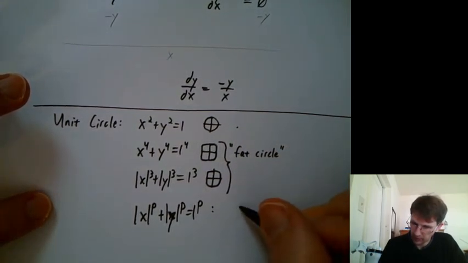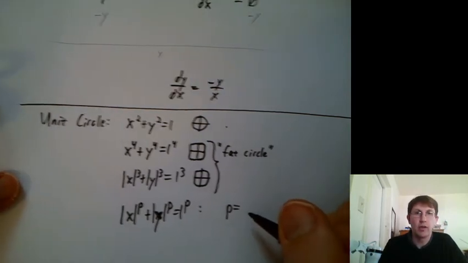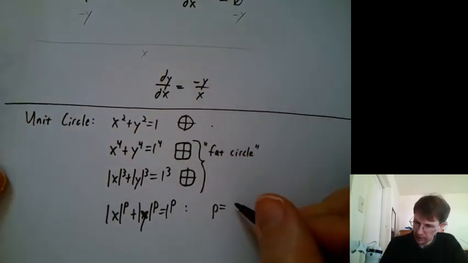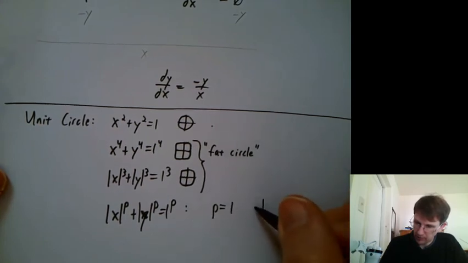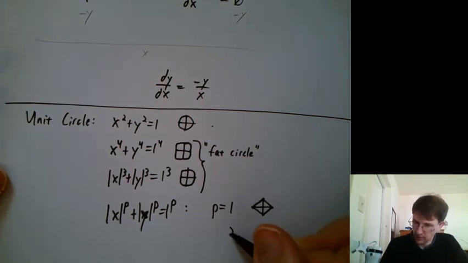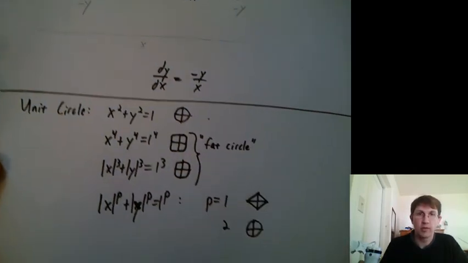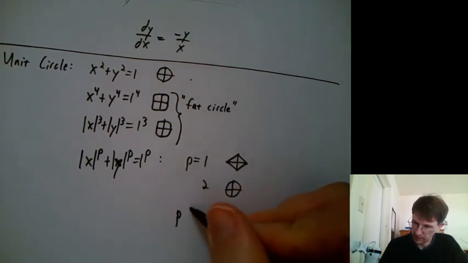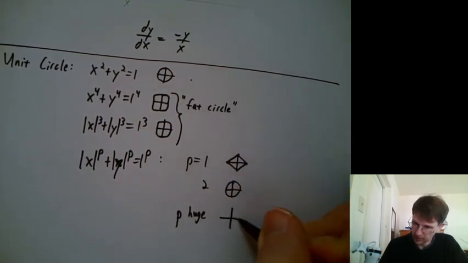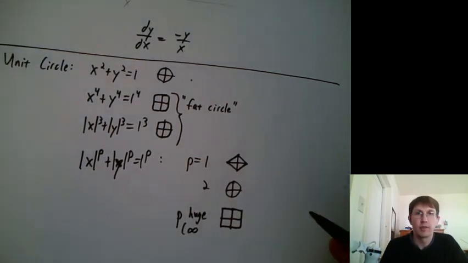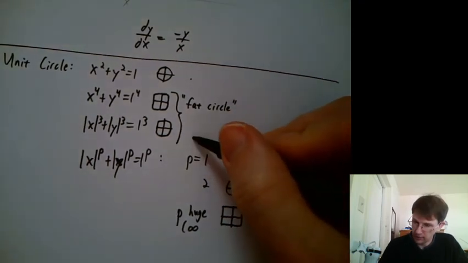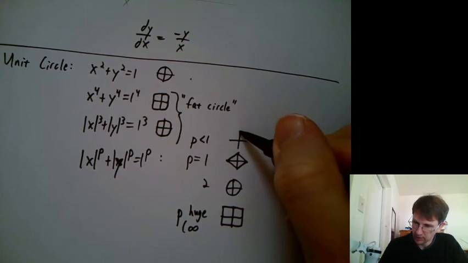So we know what happens at p equals 2 and 4 and 3. What happens at p equals 1? You actually end up getting a square diamond. At p equals 2, you get a circle like that. We saw what happens with 3 and 4. For p huge, basically infinity, you get a totally squared off square. So that's kind of fun. And you can even do p less than 1, and you get sort of a star shape like that.